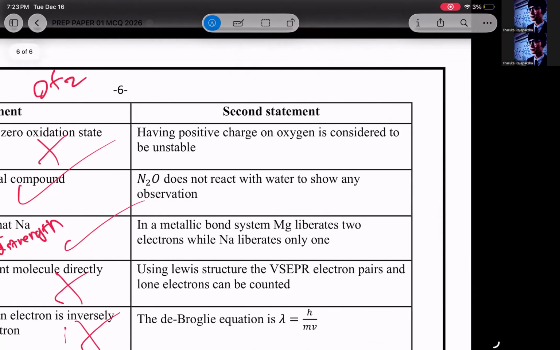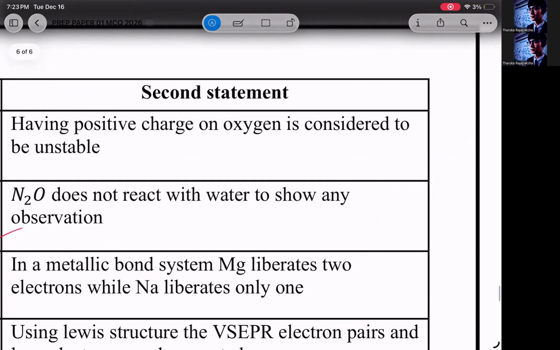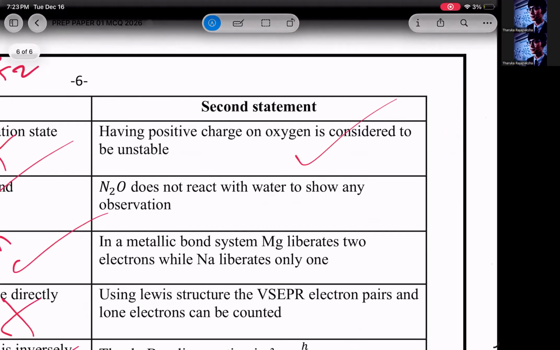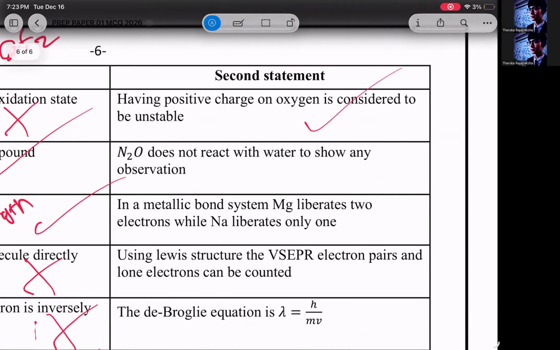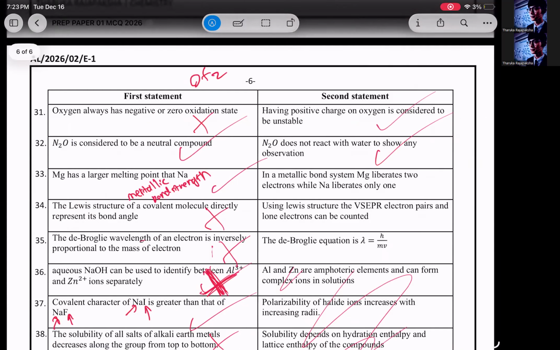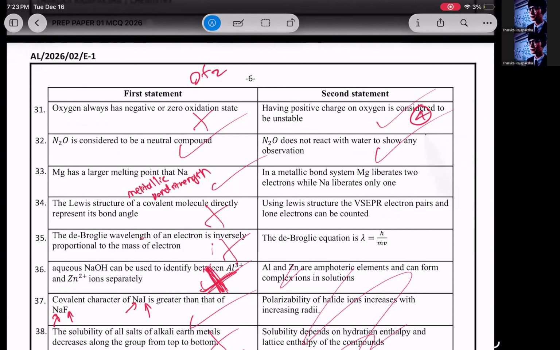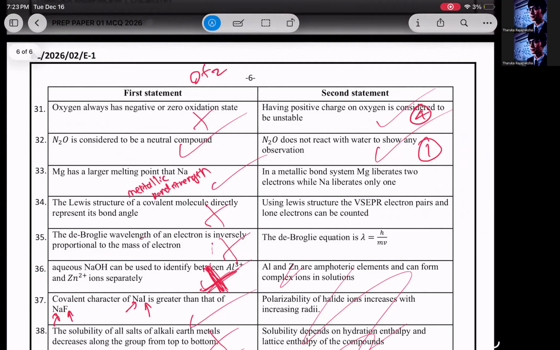Having positive charge on oxygen is considered to be unstable. Sometimes, when you're considering resonance structures, when it contains a positive charge, it's unstable. N2O does not react with water to show any observation. That's correct. So, people, this first one, answer number 4. Second one, 32nd one, it explains the first statement. So it's answer number 1 there.